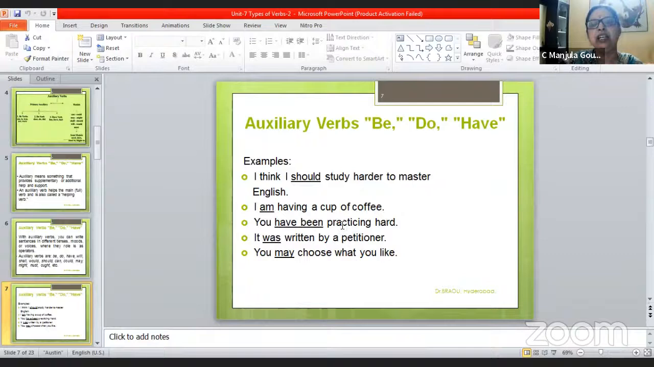Let's say if I use a negative form of this sentence, how would I write it? You have been practicing hard is the sentence. So what will I do when I say negative? That is anything which I say I haven't done, that becomes a negative sentence. You have not been practicing hard. It was written by a petitioner. You may choose what you like.